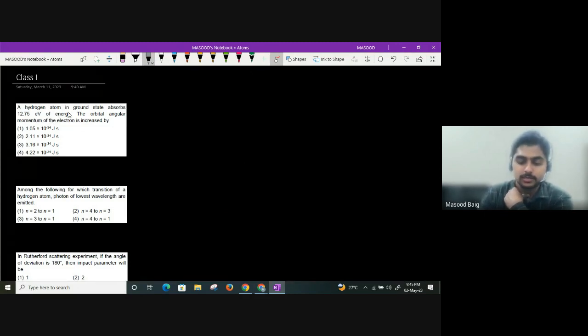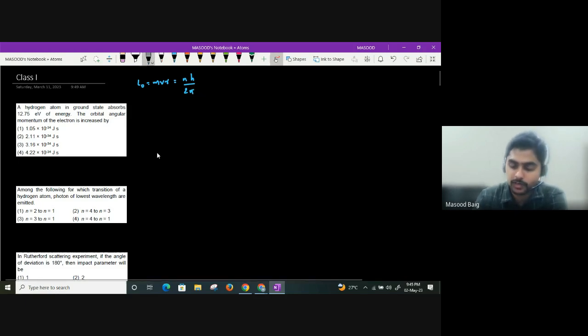The hydrogen atom in ground state absorbs 12.75 electron volt of energy. The orbital angular momentum of the electron is increased by? The basic thing, orbital angular momentum is given as mvr, and in case of Bohr's model, we can write it as nh divided by 2 pi. So whenever it is making a transition, it is absorbing 12.75 eV of energy, it seems, guys.